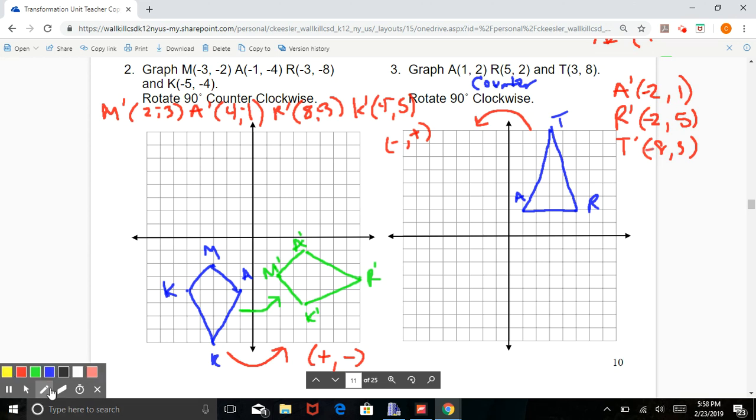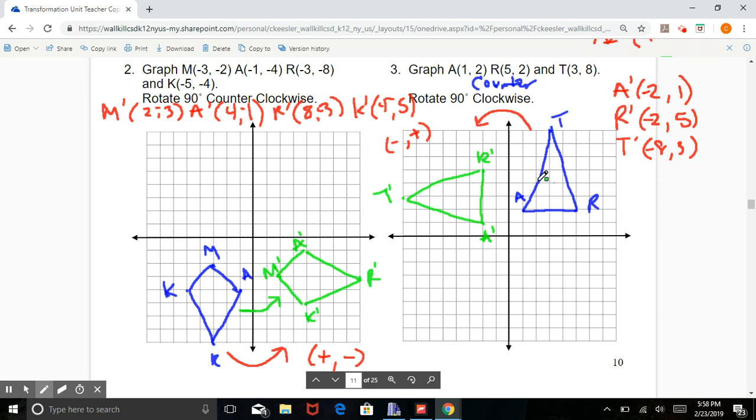So we can go ahead and graph those points. We have negative 2, positive 1 for A prime, negative 2, positive 5 for R prime, and negative 8, positive 3 for T prime, resulting in an isosceles triangle that has been turned on its side. And if you look, this AR has been rotated 90 degrees, forming this AR. Now it went from horizontal to vertical, okay? And these two shapes are congruent.